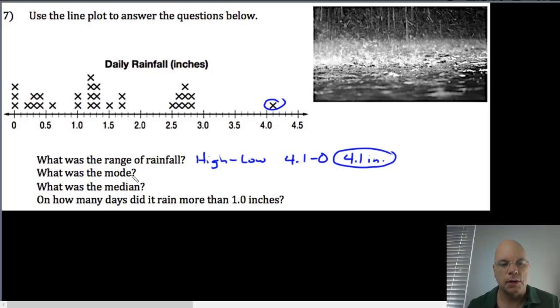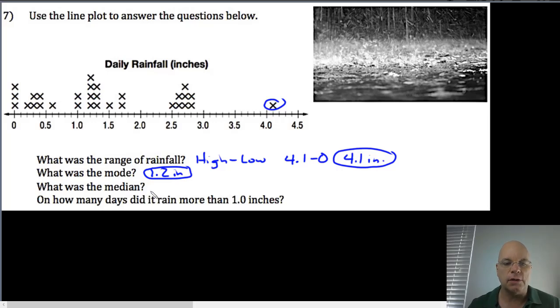Okay, what's the mode? This is a nice thing about line plots. You can easily find the mode. The mode is the data that occurs the most. And since these X's are stacked on top of each other, you can find the tallest column, which in this case is right here. And that's 1.2. So there were 4 days where it rained 1.2 inches. So 1.2 inches is the mode.